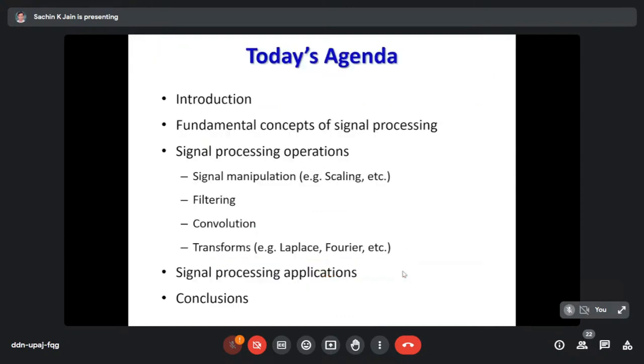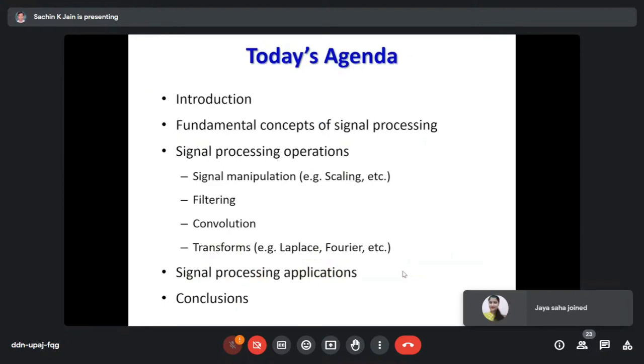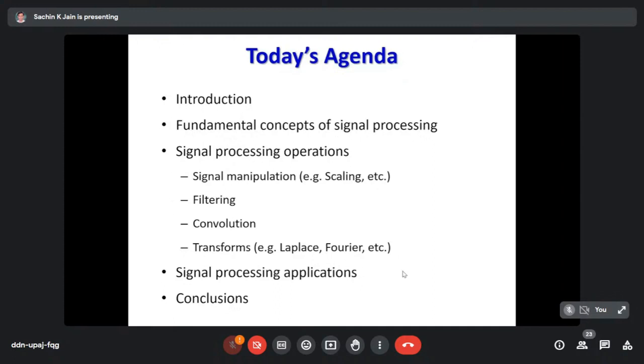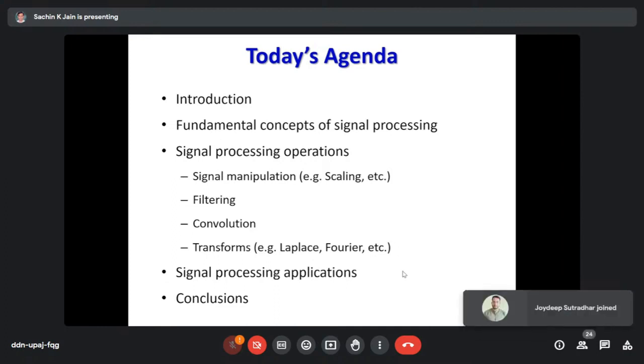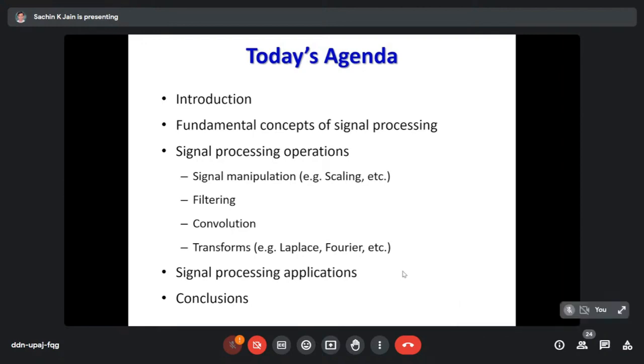And that's why the talk will consist of some fundamental concepts of signal processing. After briefing you about the basic concepts, we'll discuss some basic signal processing operations, signal manipulation, filtering, convolution, transforms, which basically constitute the total signal processing arena. Then we'll discuss some signal processing applications, followed by conclusion. So this is the agenda for the first session that I will try to cover in around 45 minutes so that we can spend more time in the next session.